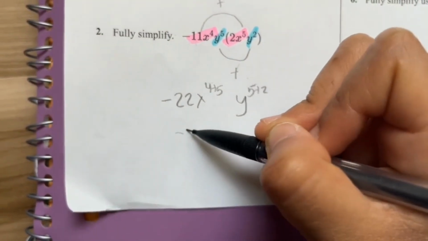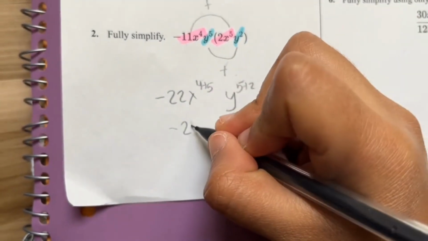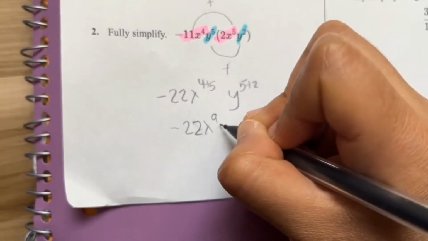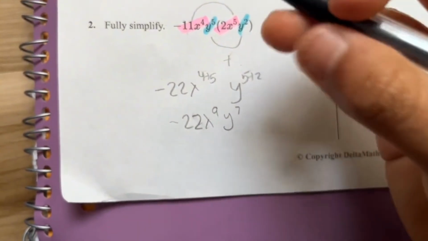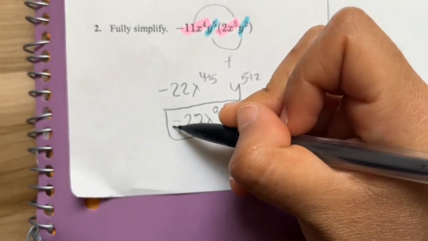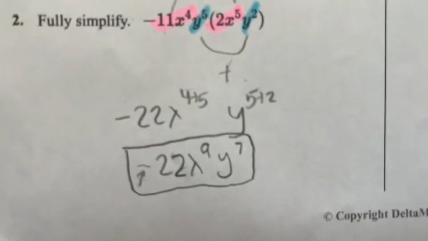Here, we're just adding. 9. And then the y is a 7. This is your final answer. Don't forget about the negative, because -11 times 2 is -22.